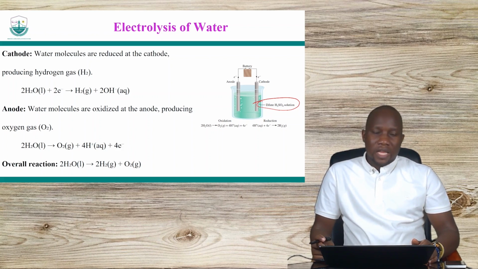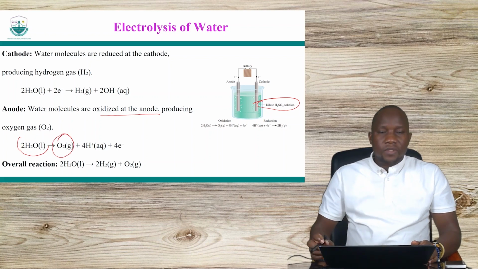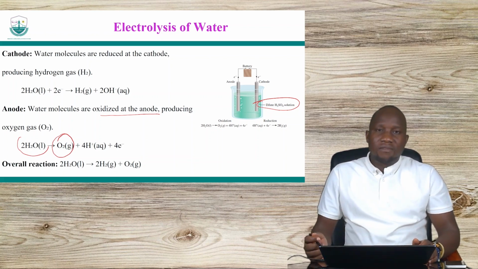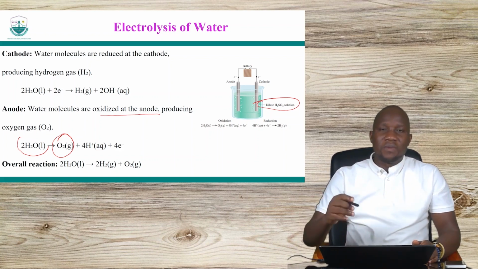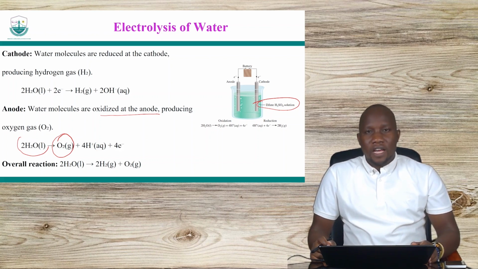Always, you have oxidation at the anode, and reduction at the cathode. At the anode, you have the water giving you oxygen and hydrogen ions. Basically, you have electrons being lost. That is oxidation at the anode.